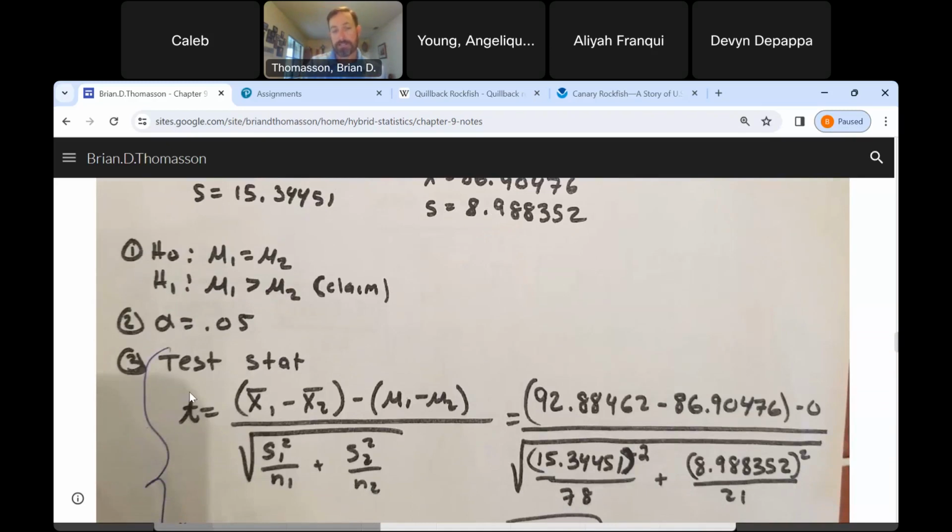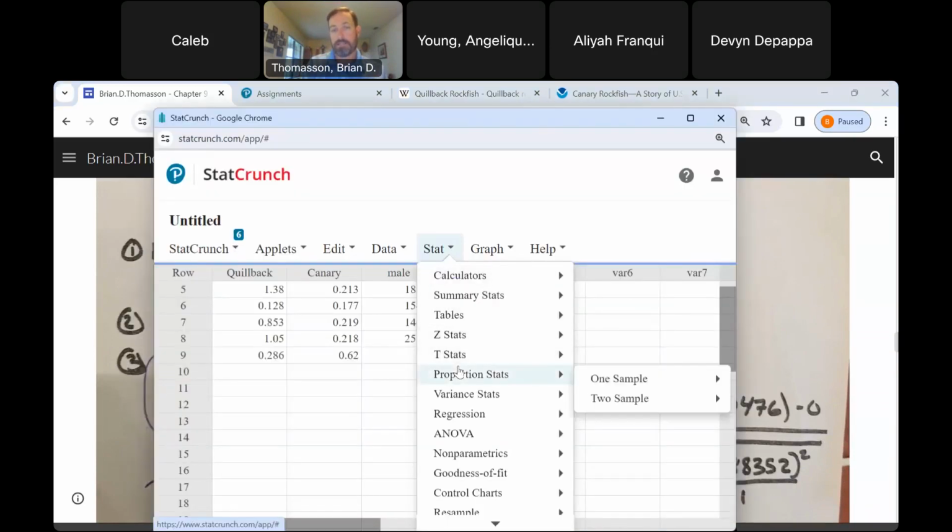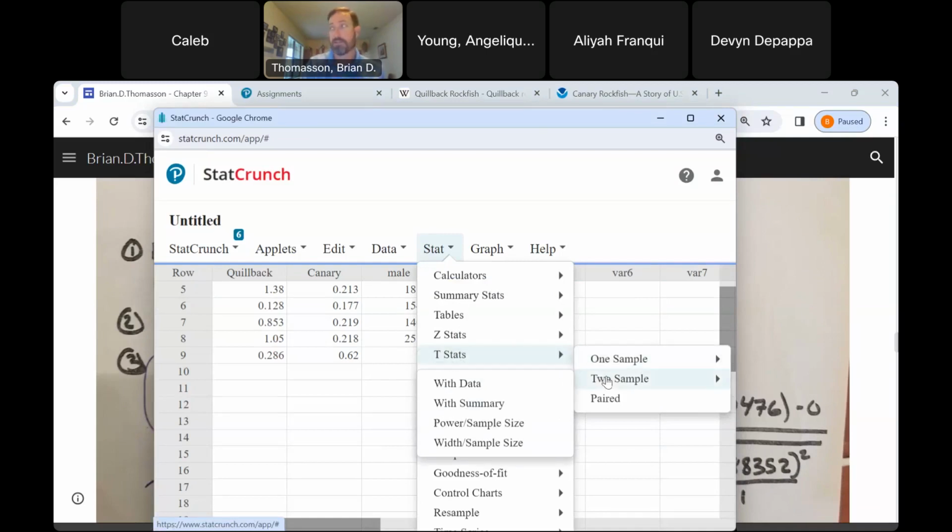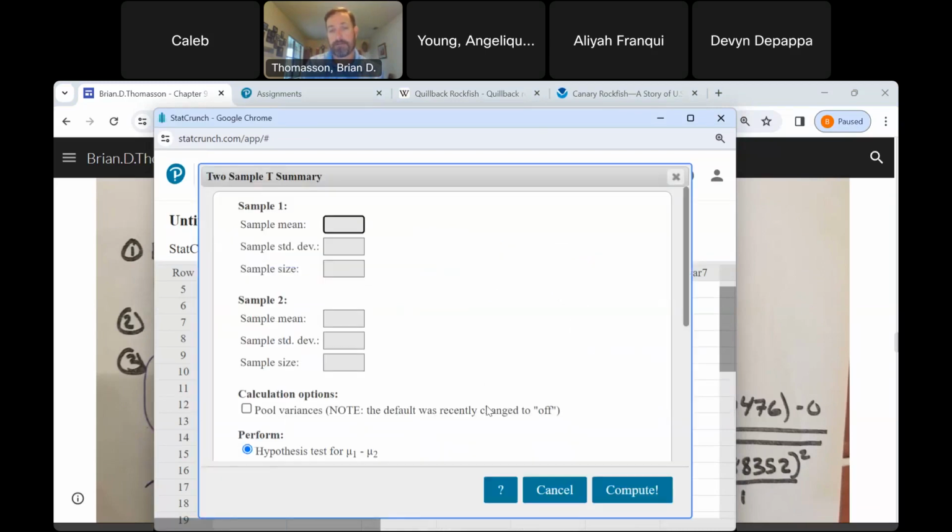Notice our test stat is a T. So we're going to go under Stat, T Stats. And again, this is where it changes. We're not going to use one sample in this case because we have two samples. We're comparing the two groups of the low lead and the high lead level people. So we go to sample with summary. Okay, so now I got to enter all this in.